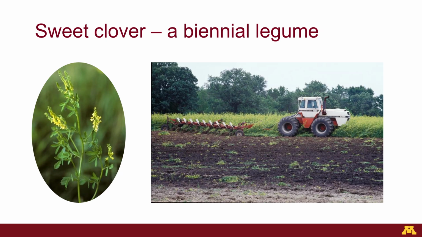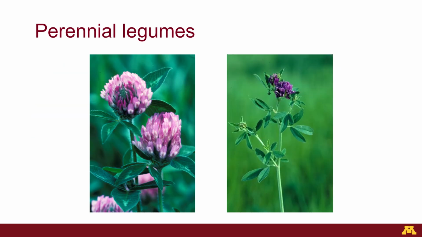In these images, we show a close-up of the yellow flower inflorescences of sweet clover and a field of sweet clover that is being plowed down. Red clover and alfalfa are both perennial forage legumes. They are particularly important crops for organic systems in our region.